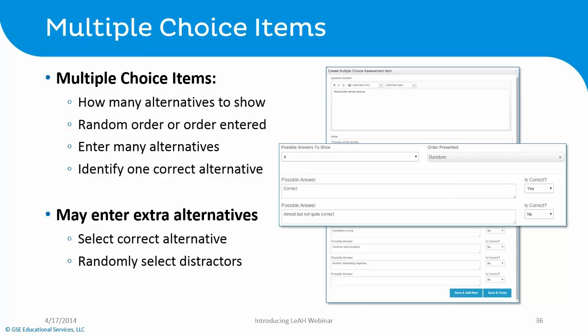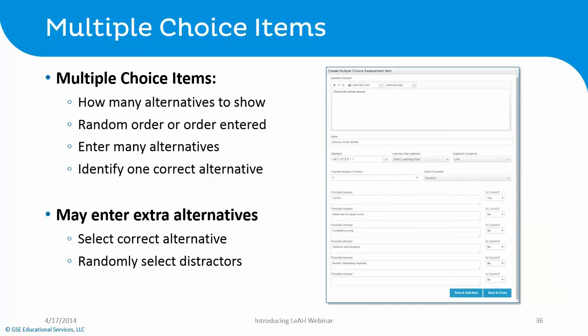You then also need to specify what those alternatives are in the possible answer boxes, and you have to identify one of them as the correct response. Now, even if I'm only showing 4 possible answers, I can add as many distractors as I want so that when I generate assessment forms, it'll choose a randomly selected subset of those distractors in each version.